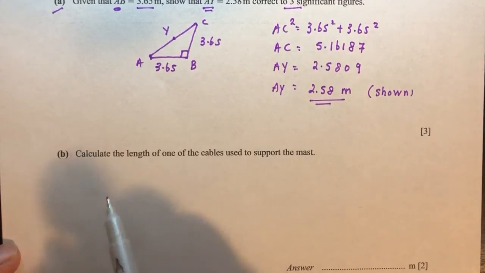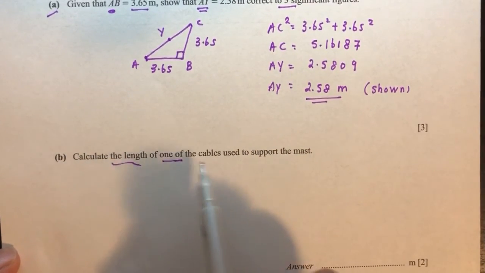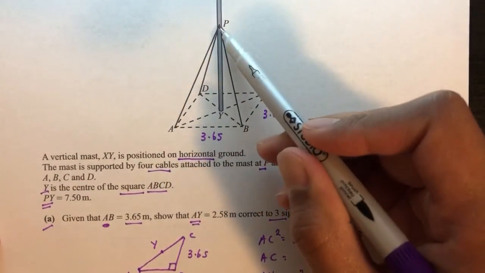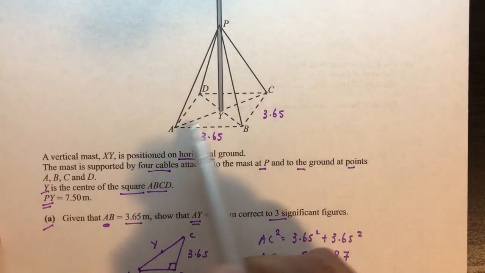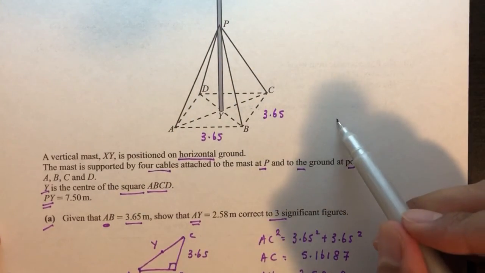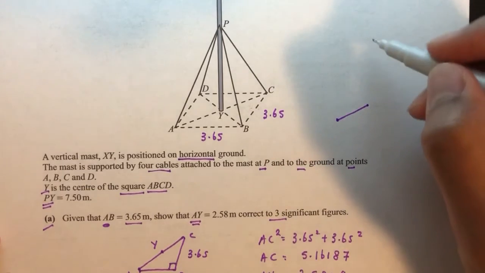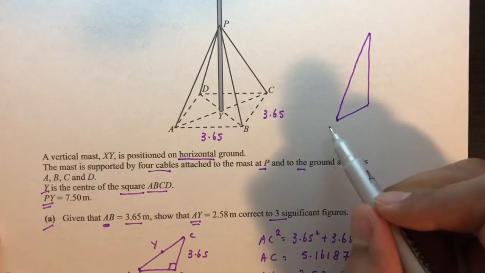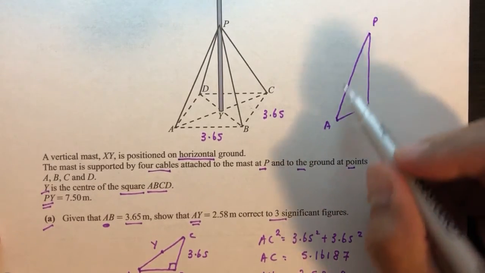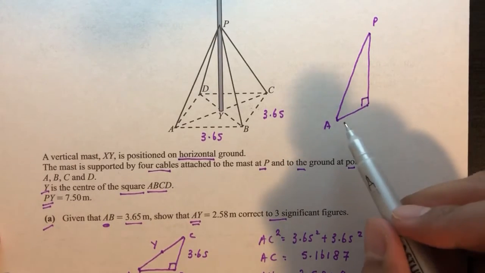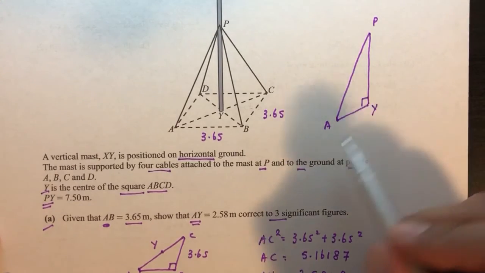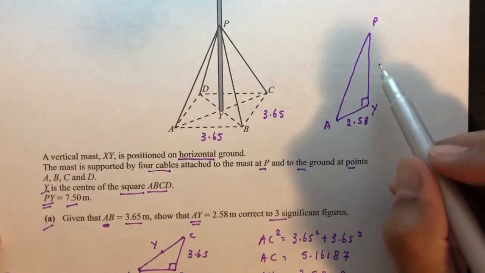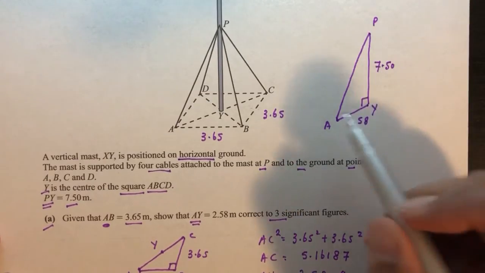Moving on to part B, calculate the length of one of the cables used to support the mast. So find the length of this cable. If you know AY, let's take this out. A to Y, and this is the length PY. You have to find this length, which is AP. So we have to find AP. This is 90, and this is AY, which is 2.58. And PY is given to us as 7.5.